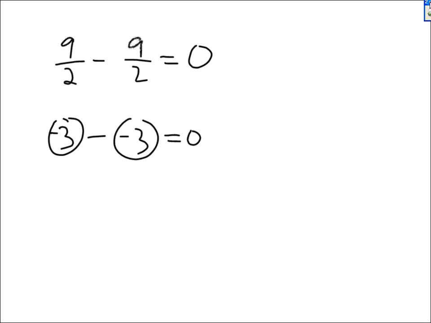Now, if you want to follow the rules that I've been telling you, in subtraction, if the denominators are the same, keep it. In this case, 2. 9 take away 9, and why? That's 0. 0 divided by 2 is 0. You have 0 pieces of candy. You're going to share them between 2 people. Each person gets 0.